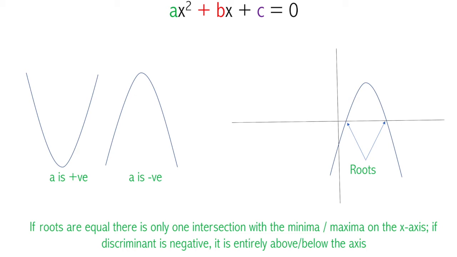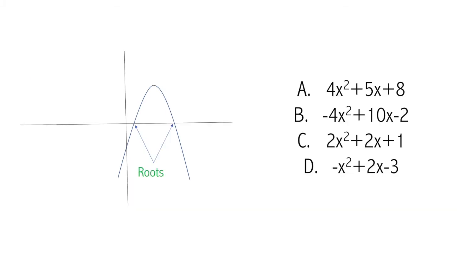In the case where the discriminant is 0, the roots are not unique, so both the roots are the same. This point, which is called the minima, or this point, which is called the maxima, will lie on the x-axis. If the discriminant is negative, as in none of the roots are real, the entire graph will lie either entirely below the x-axis or entirely above the x-axis, based on whether a is negative or positive.